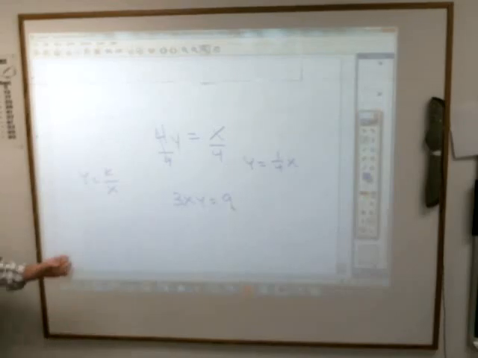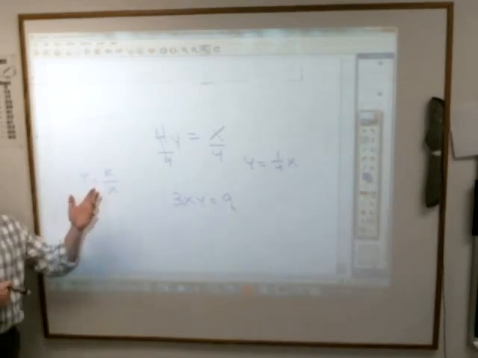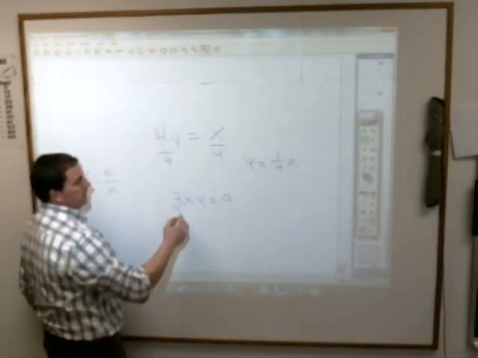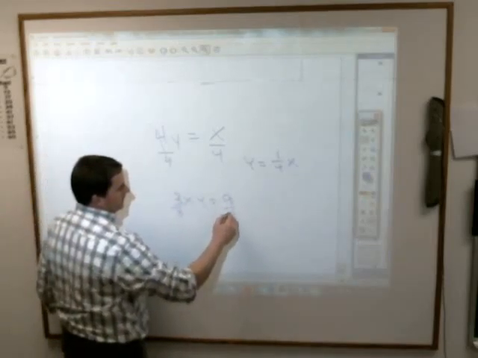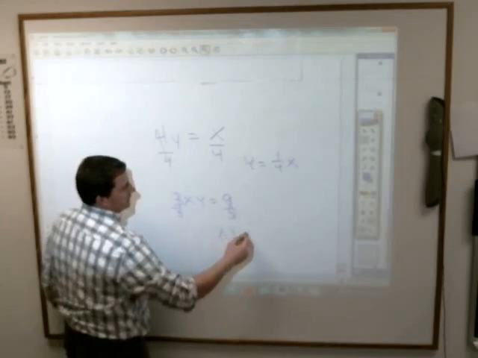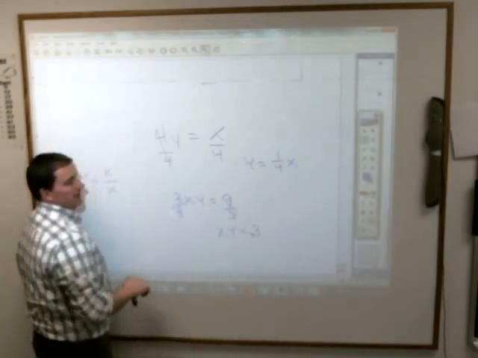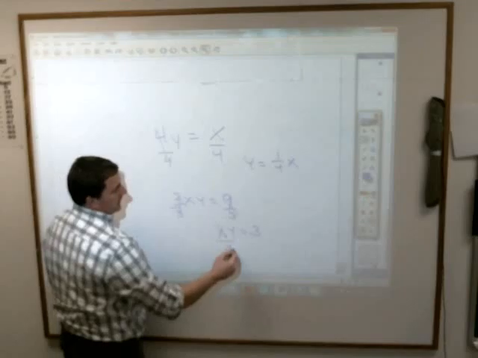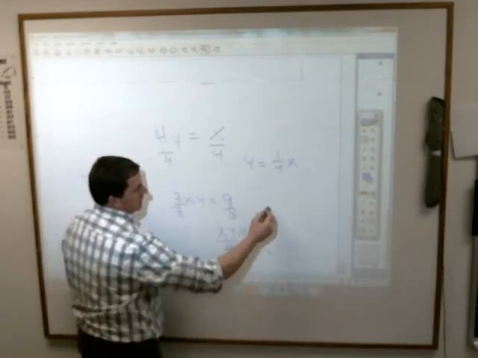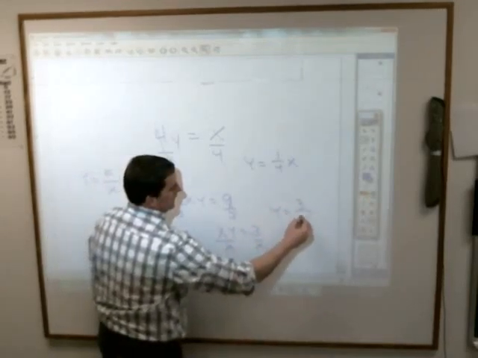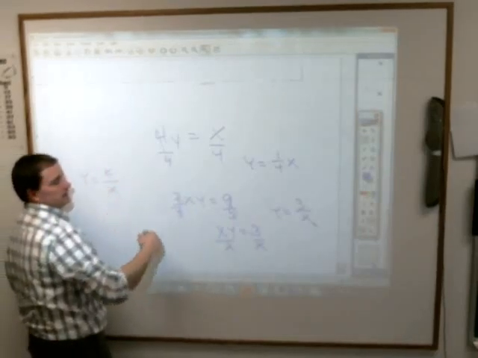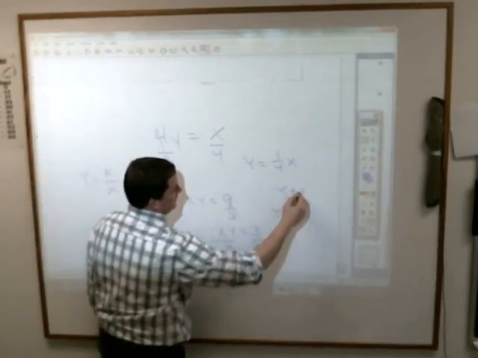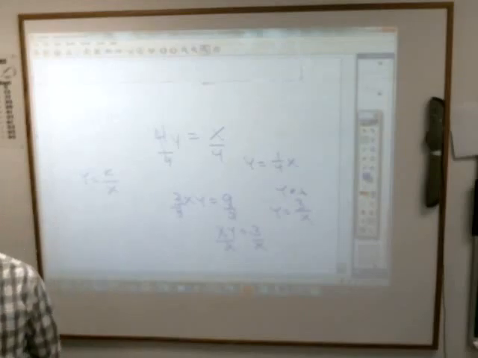Can you solve that so that it'll look like this? Well, let's see. Let's divide by the 3 first. 9 divided by 3 is 3. So now x times y equals 3. Get y by itself, I would divide by x. So I end up with y equals 3 over x, which is this. So yes, this would be inverse variation. Isn't that exciting?